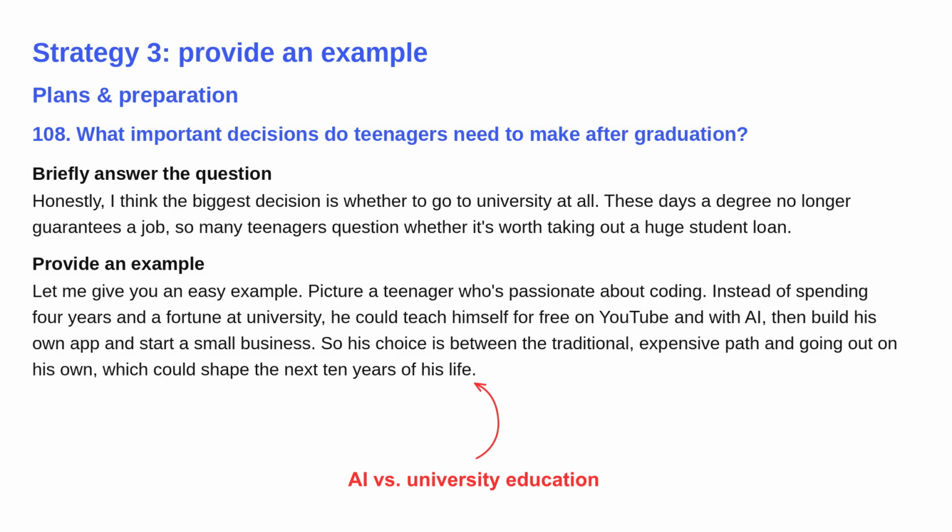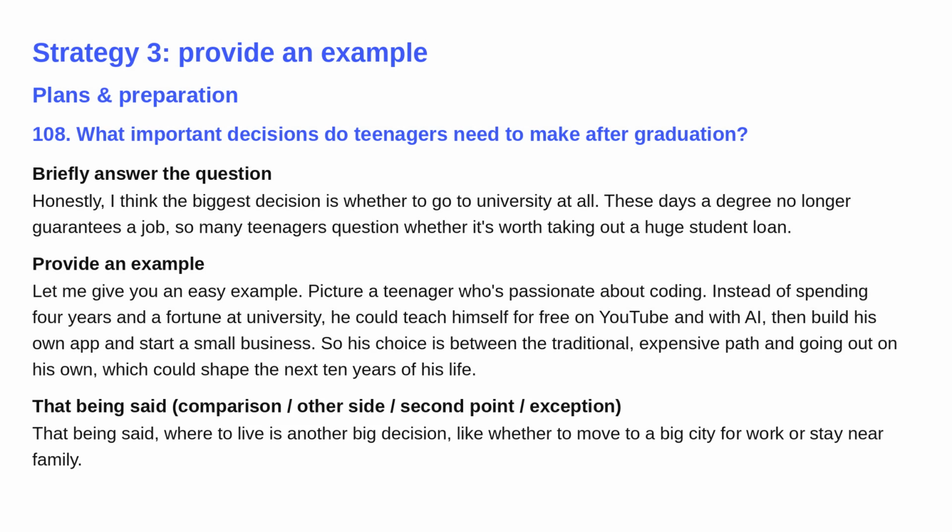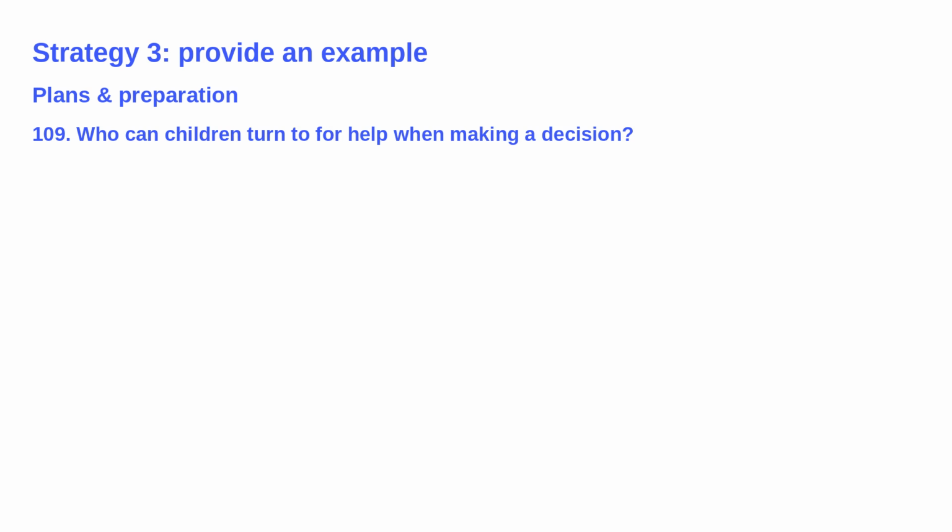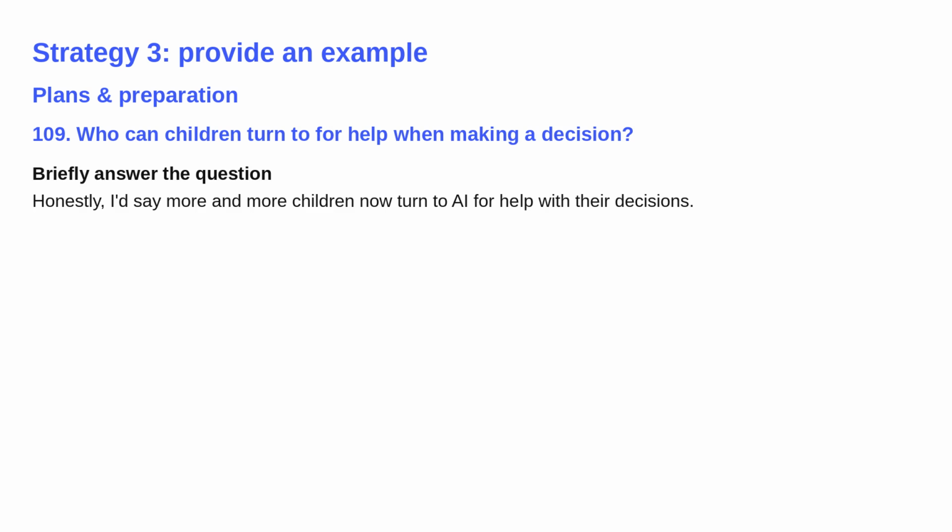Picture a teenager who's passionate about coding. Instead of spending 4 years and a fortune at university, he could teach himself for free on YouTube and with AI, then build his own app and start a small business. So his choice is between the traditional, expensive path and going out on his own, which could shape the next 10 years of his life. That being said, where to live is another big decision, like whether to move to a big city for work or stay near family. Who can children turn to for help when making a decision?